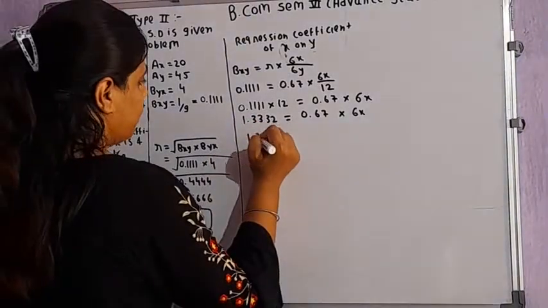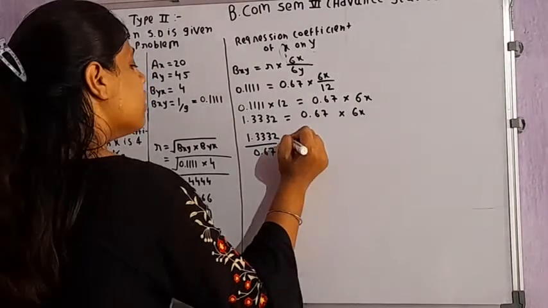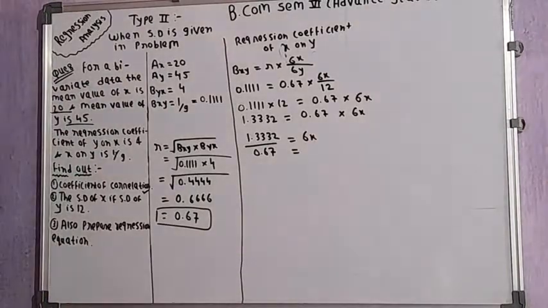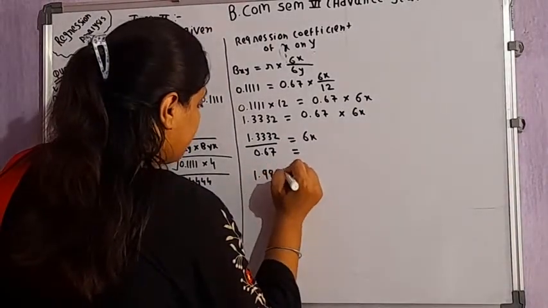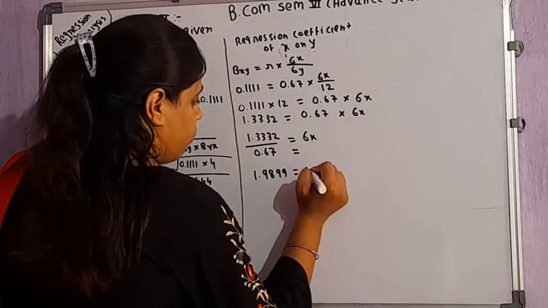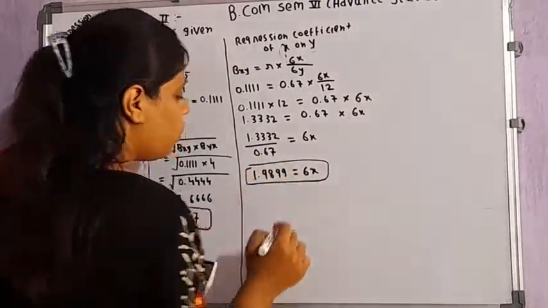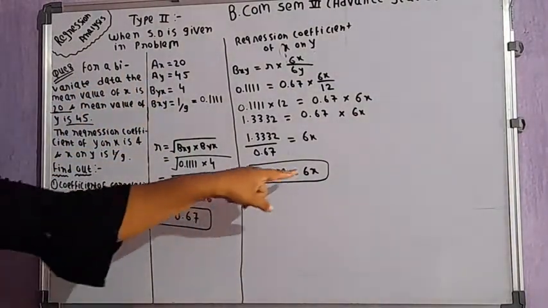So 1.3332 divided by 0.67 is equals to standard deviation of x. So 1.3332 divided by 0.67, it comes to 1.9899. So here what we have got, standard deviation of x is equals to 1.9899. So here we have got the value of standard deviation of x.